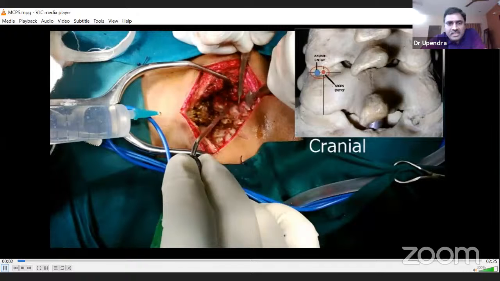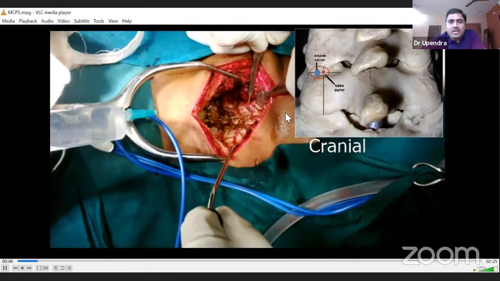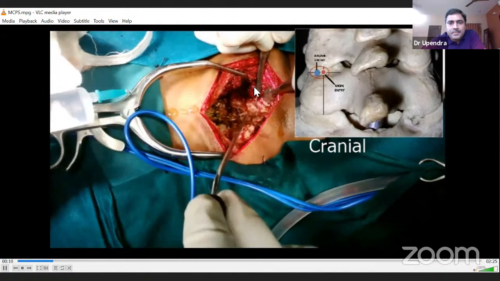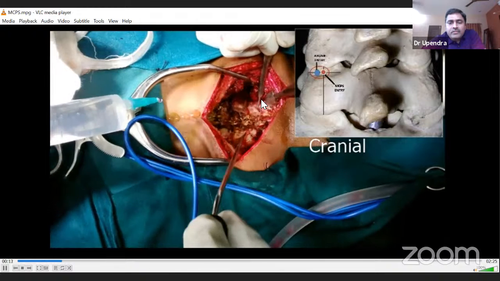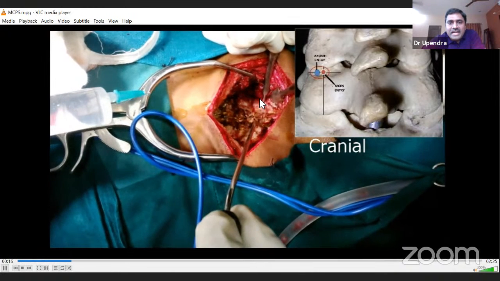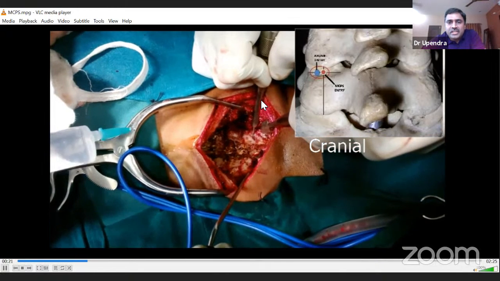Here you can see one of the important things is you have to neutralize the head while you are instrumenting. It should not be in kyphosis. And you can see we have to have quite a wide exposure. The lateral should be quite good. You need to get a good amount of angulation here.